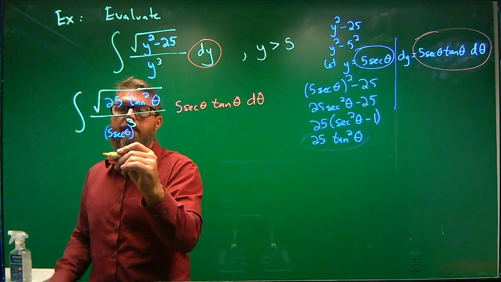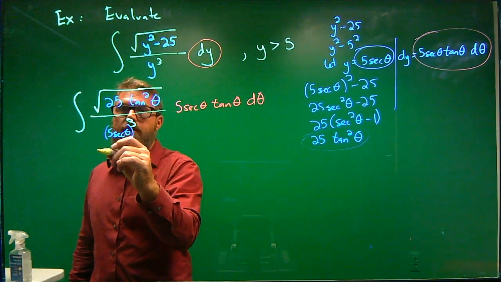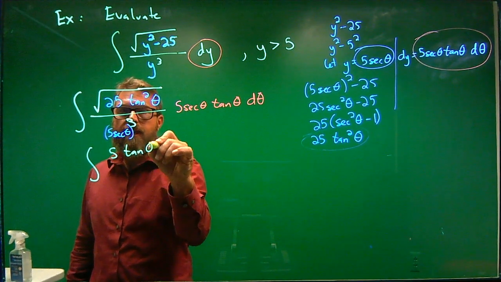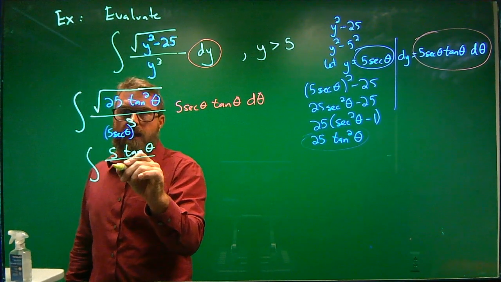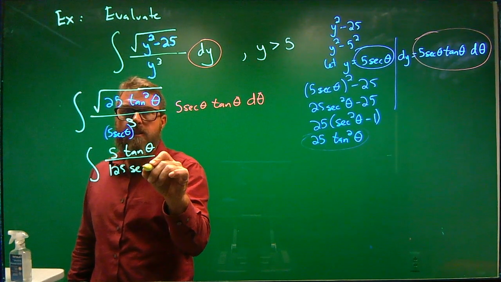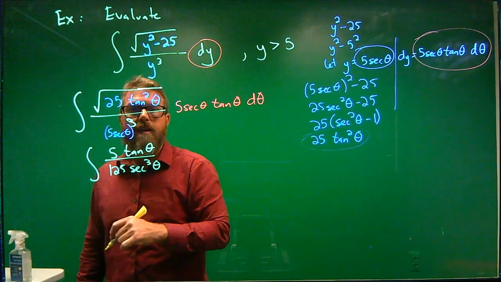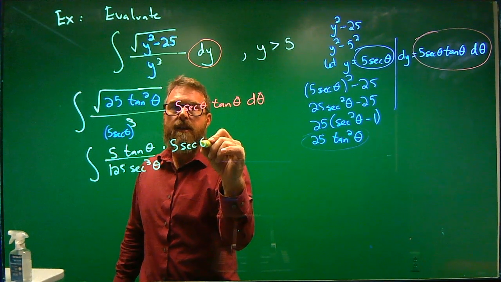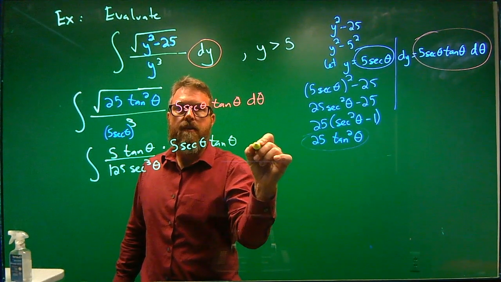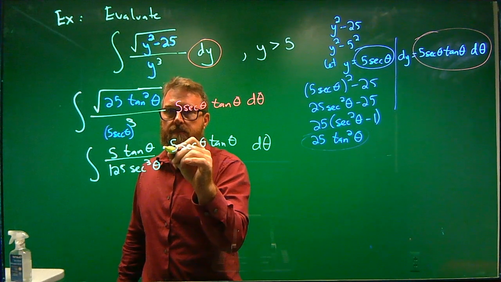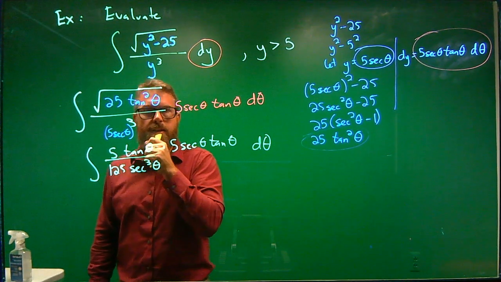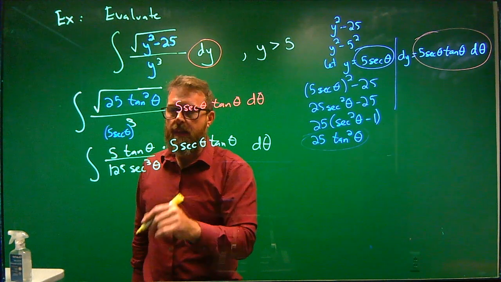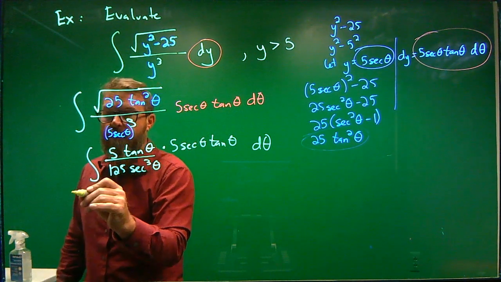So that means this is going to give us the integral of 5 tangent of theta. On the bottom, we're going to have 125 secant cubed of theta. And then here I'm going to have times 5 secant of theta tangent of theta, finally d theta. Of course, that's over 1. So let's see what simplifies here. One of the secants is going to cancel, and I'm going to get 2 factors of tangent.